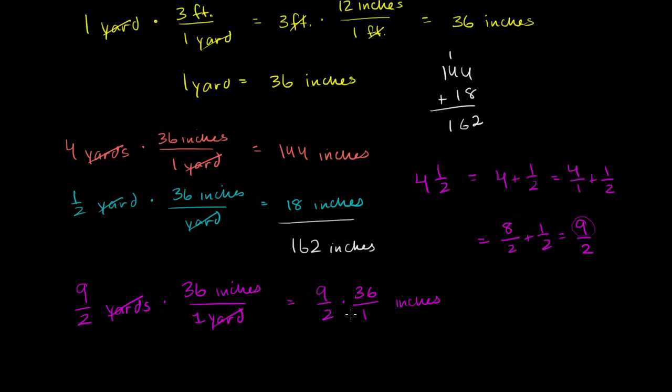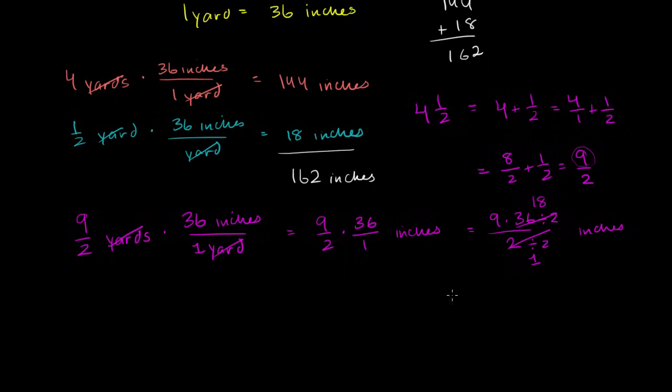And over here, there are several ways that we can simplify it. Probably the easiest way is we can divide both our numerator and our denominator by 2. So let me write it this way. I don't want to skip steps. We have 9 times 36 over 2 times 1, or over 2 inches. And we can divide the numerator and the denominator by 2 to simplify it. They're both divisible by 2. 36 divided by 2 is 18. 2 divided by 2 is 1. So we're really just left with 9 times 18 inches.